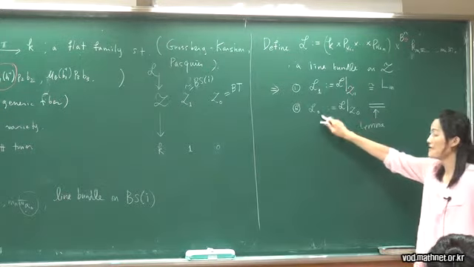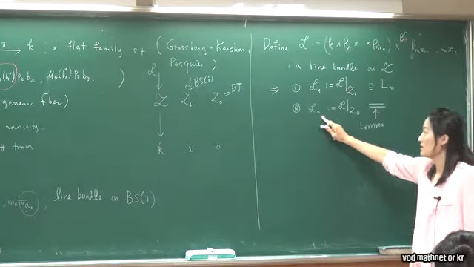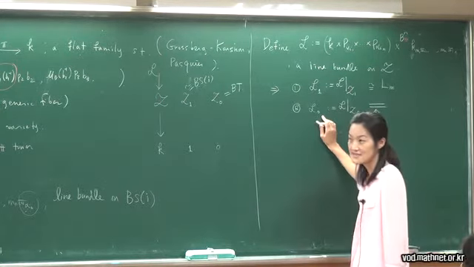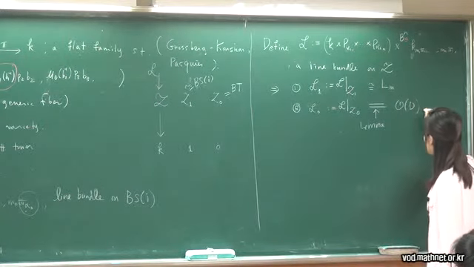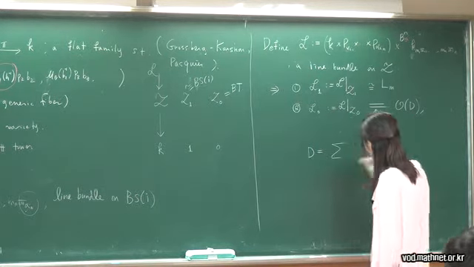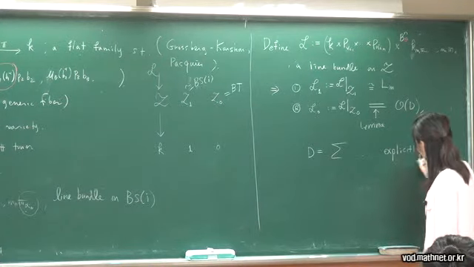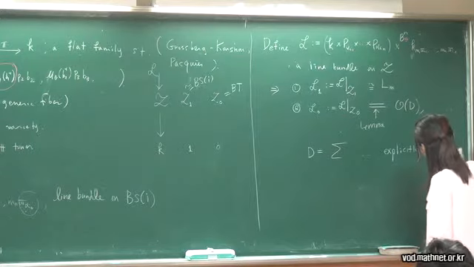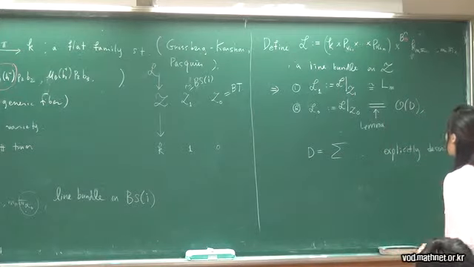So this is a line bundle on a toric variety. Any line bundle on a toric variety is isomorphic to the line bundle associated to a toric invariant divisor. So it's O of D, such that D is very explicitly described. This is one claim.